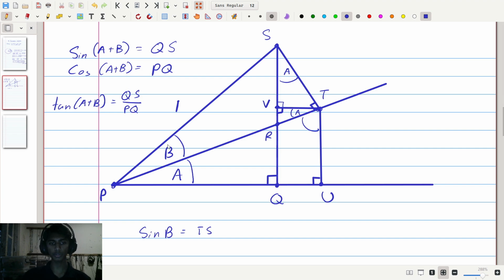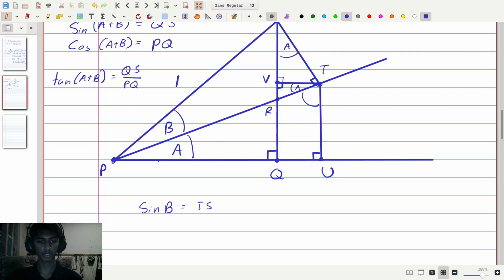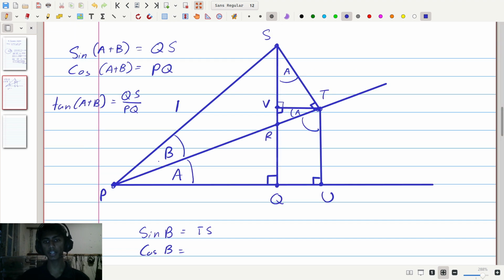Similarly, from the same logic, the cosine of B is equal to the adjacent side divided by the hypotenuse. The adjacent side is PT, the hypotenuse is PS, which is 1. So cosine of B is PT divided by 1. So cosine of B is PT. Therefore the length PT is equal to the cosine of B.